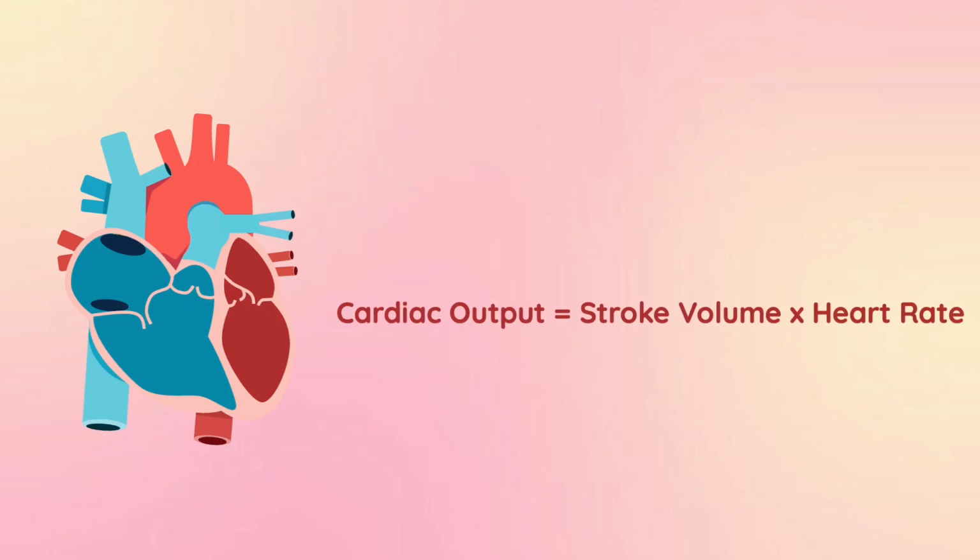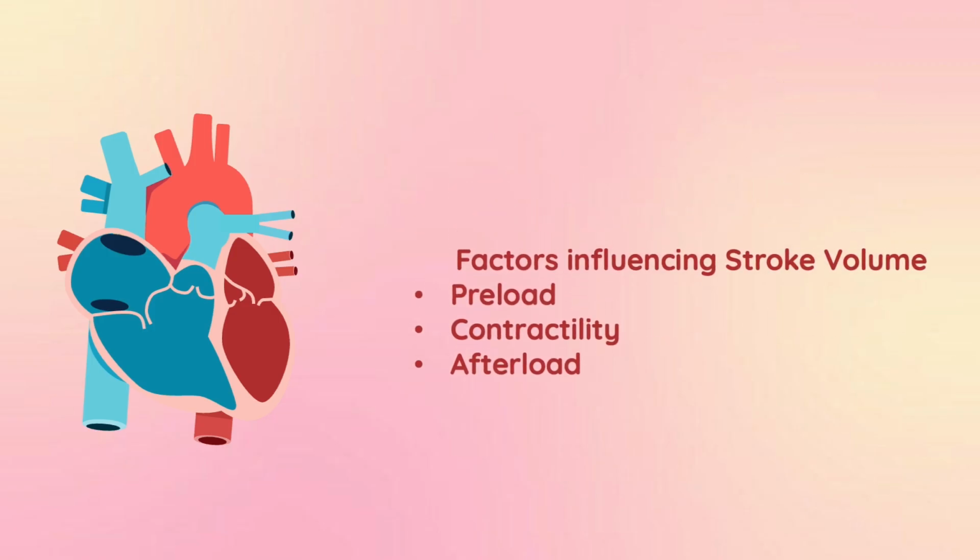Stroke volume is influenced by factors like preload, the amount of blood in the ventricle before contraction, contractility, the force of ventricular contraction, and afterload, the resistance the heart must overcome to eject blood. The body can adjust cardiac output to meet varying demand for oxygen by increasing or decreasing heart rate and stroke volume.